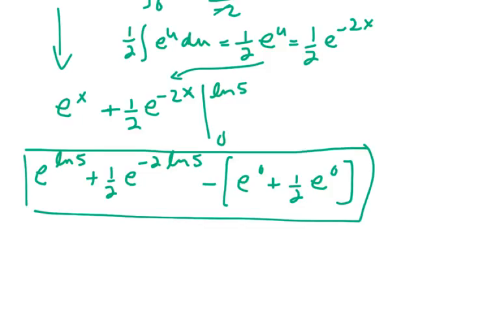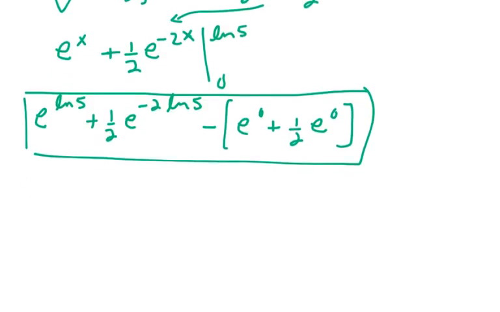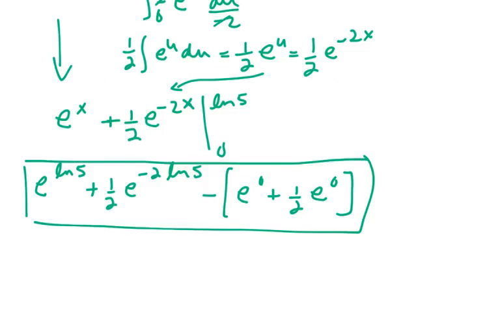And you may or may not recall all of your log and exponential relations, so let's go through that. Let's finish off the algebra here. e to the ln of 5 is equal to 5, plus 1/2 e to the negative 2 times ln of 5. If you move this up to your exponent, you're left with e to the ln of 5 to the negative 2, which is just 5 to the negative 2, and 5 to the negative 2 is just 1 over 5 squared. Minus e to the 0 is 1, plus 1/2 e to the 0 is 1/2.